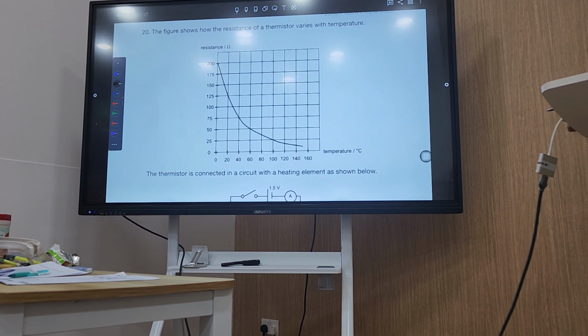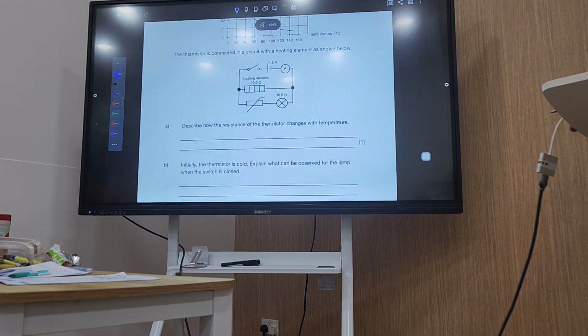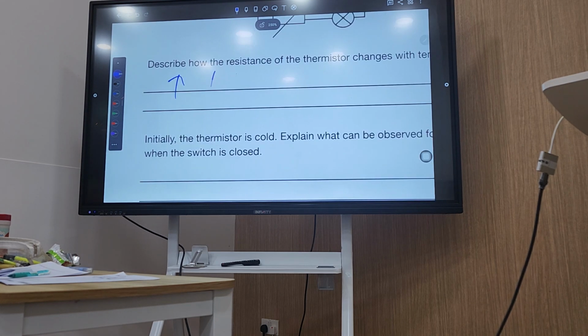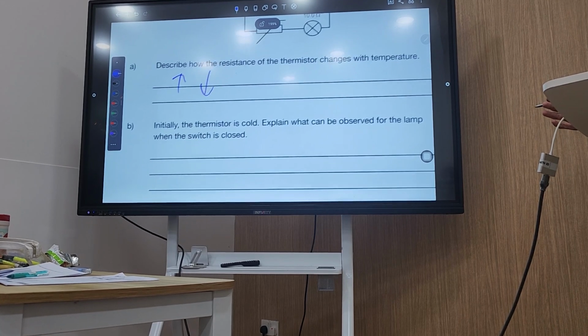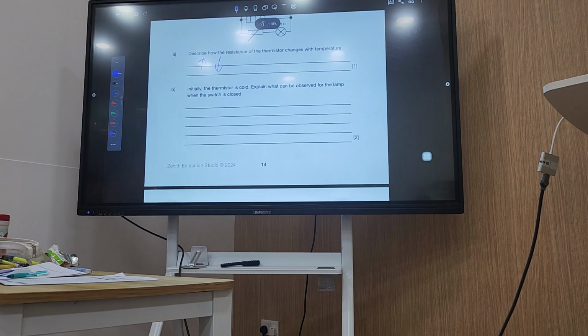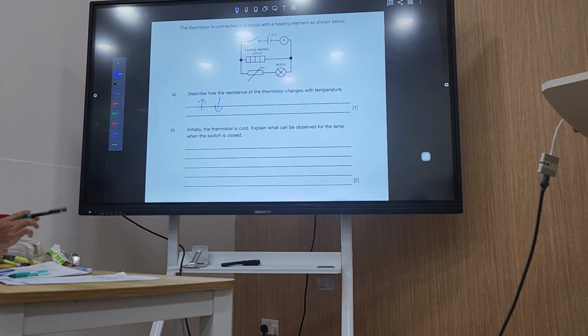Okay, question 20. Describe how resistance of the thermistor changes with temperature. One goes up, one goes down, suggesting an inverse relationship. Initially, the thermistor is cold. Explain what can be observed for the lamp once you close your switch. I want to hear your answer. It doesn't light up because the resistance is very high and it causes less current.